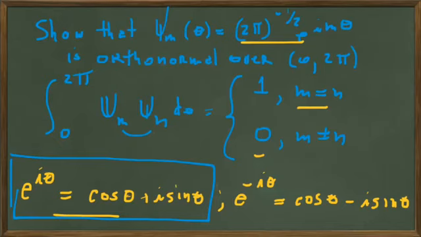So we're trying to show that psi sub m times psi sub n, when we integrate from 0 to 2 pi, is either 1 or 0. So let's set that up on the next blackboard.